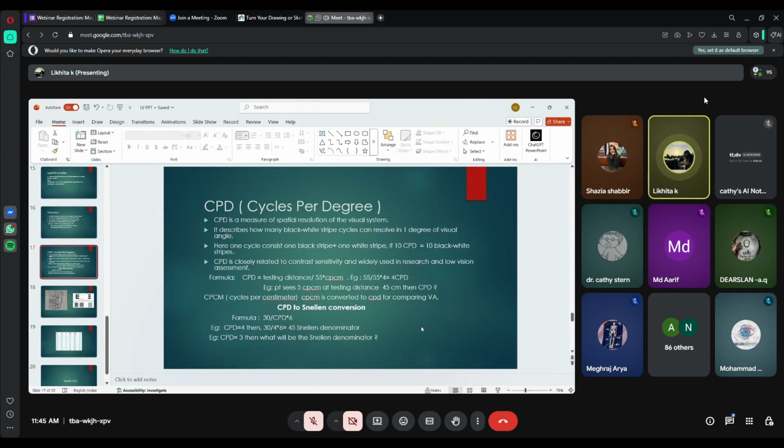For example, the patient sees 4 CPCM, and the testing distance is equal to 55. Then 55 divided by 55 into 4 is equal to 4 CPD. Then we have the CPD value. For example, if the patient sees 5 CPCM at testing distance 45 centimeters, then what will be the CPD?